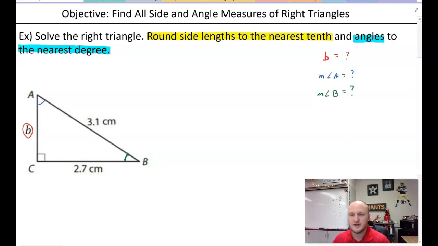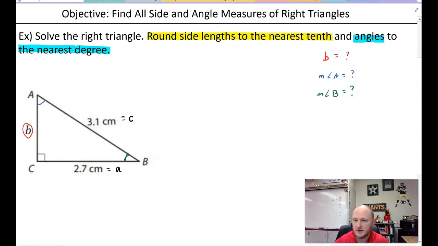So those are the three things that we need to find. Again, I have side C, here's side C given to me. And then here's side A, that's given to me. And then I know that angle C is a right angle, it's 90 degrees. Okay, so I got to find three things.